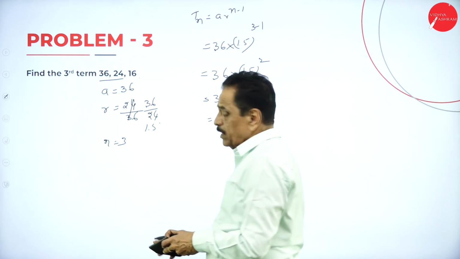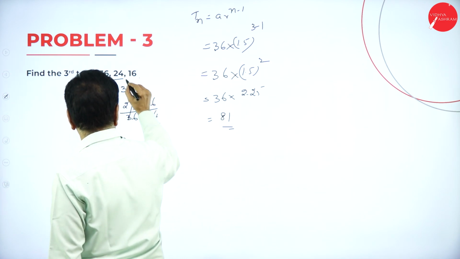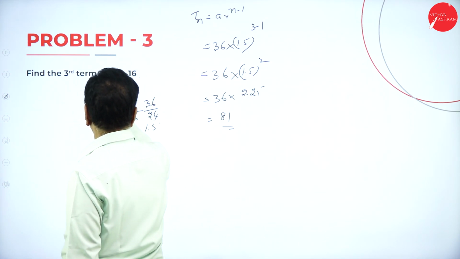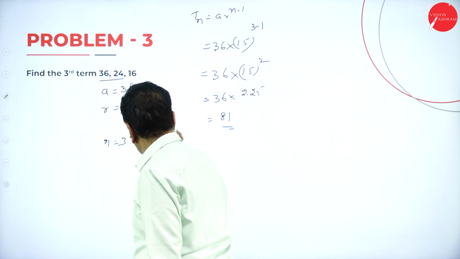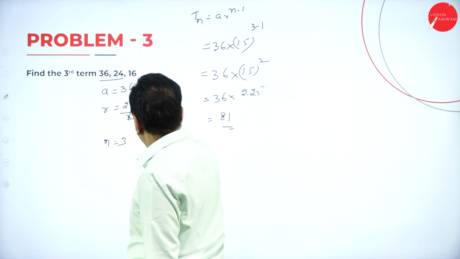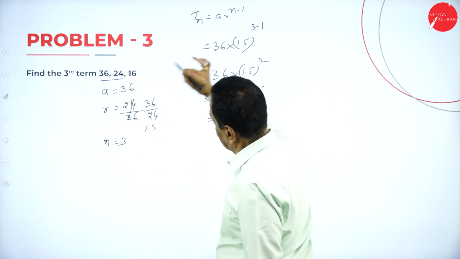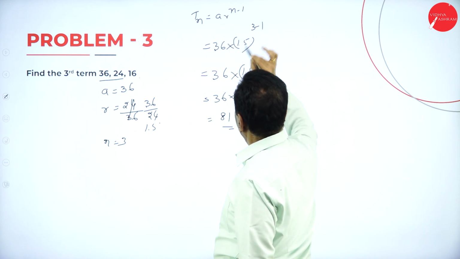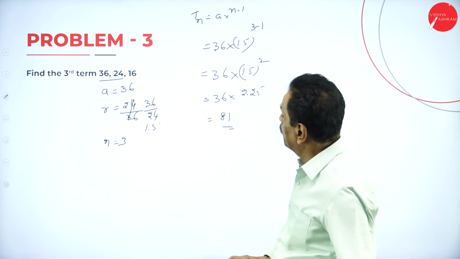So whatever was given, we have solved here. Here, r is the second number divided by the first number. So 36 divided by 1.5 is r. Third number divided by second. What's your a? 36, 1.5 to the power of 2, 2.25, it is 81.